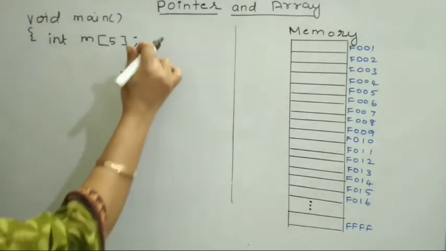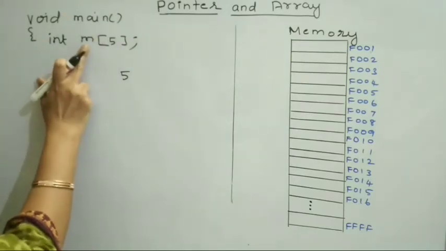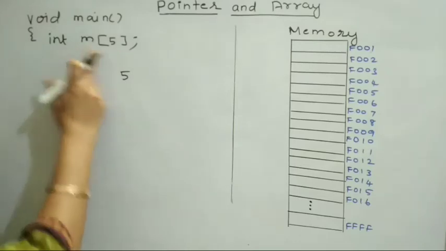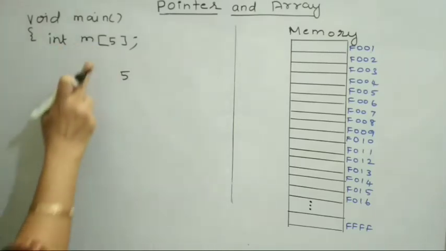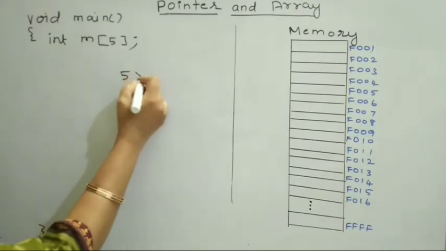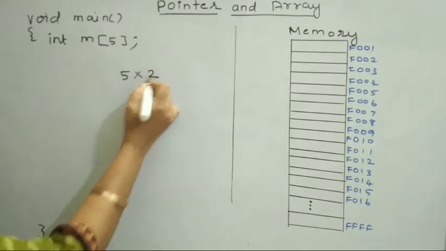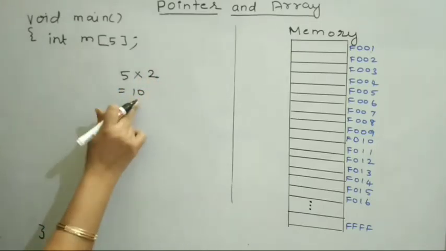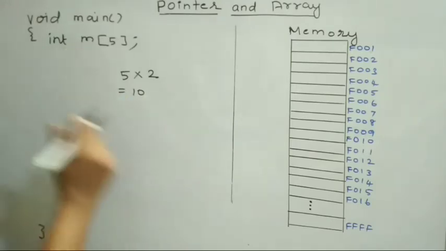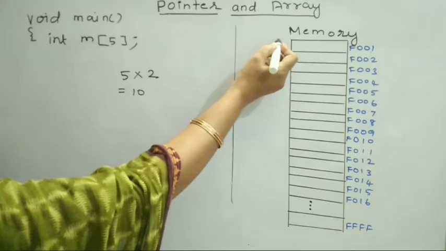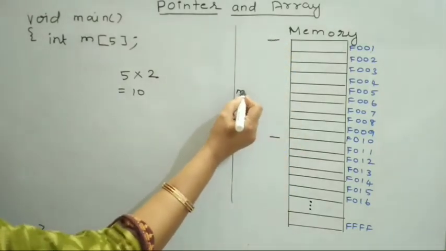When the compiler compiles this statement, it reserves a sufficient amount of memory for this array. That is, the memory allocated will be continuous. Totally I have 5 elements, and for each integer value it allocates 2 bytes of memory. So 10 continuous memory addresses will be reserved for this array m, starting from memory address F001 to F010.